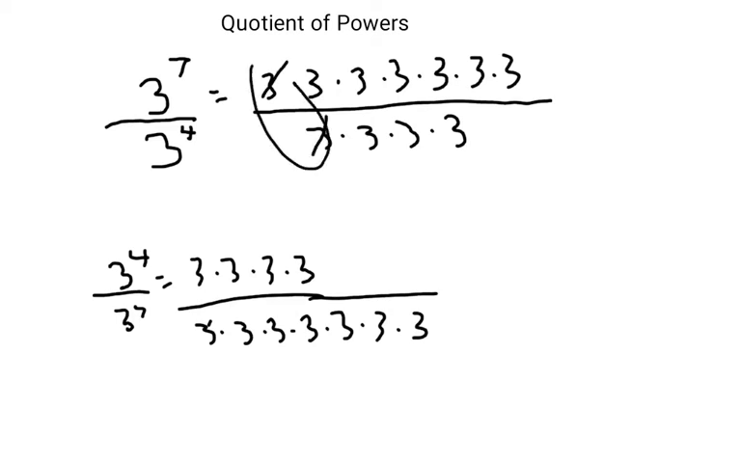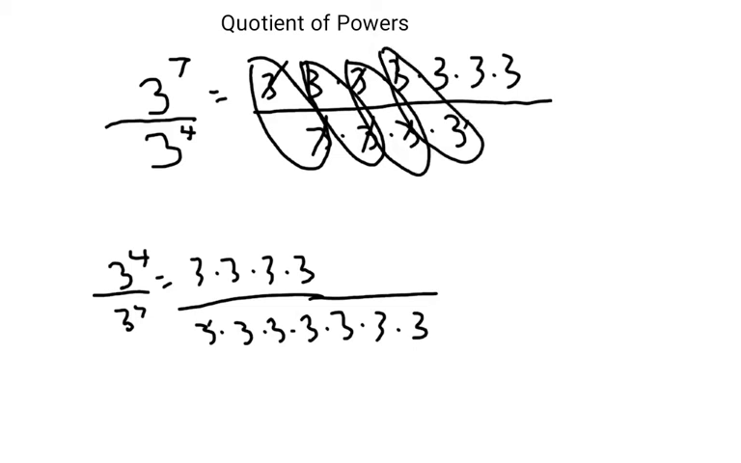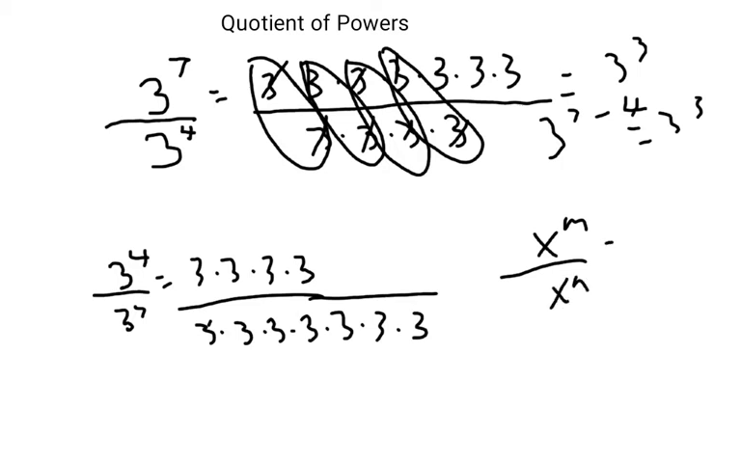3 divided by 3 is 1. There's another 1, so they would disappear. Another 1, and another 1. So what you're left with is 3 to the third power, which is actually what you get when you do 7 minus 4. 7 minus 4 gives you 3 to the third power. So the algebraic definition of x to the m divided by x to the n is x to the m minus n.